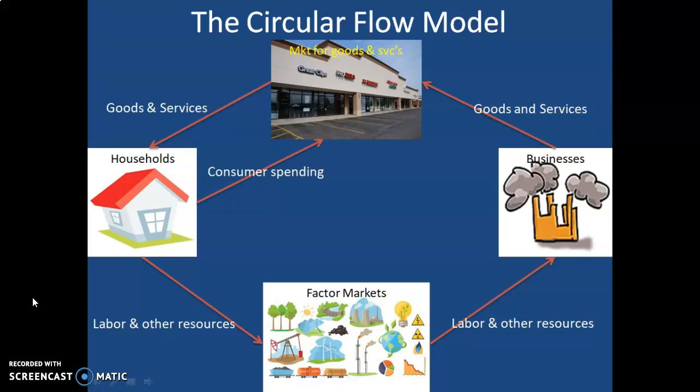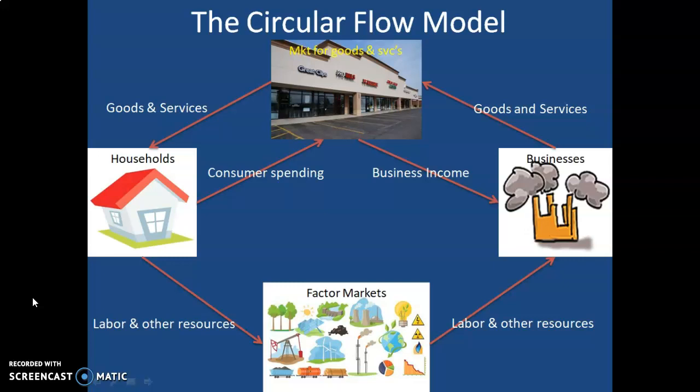Now, that money is going to make its way to the businesses as well, but now the name of the money changes. It goes from being consumer spending to business income. So we're going to draw another arrow labeling that business income, and notice we're on the inside now. We were with the goods and services on the outside, now we're on the inside.